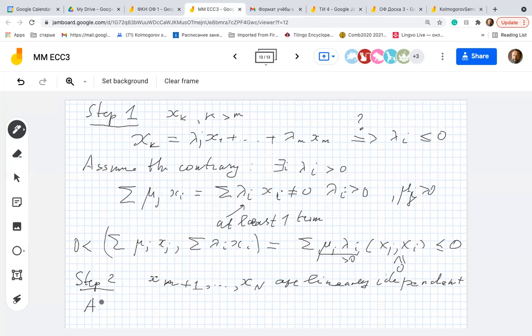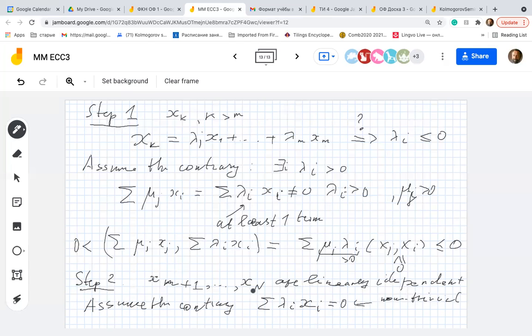Again, assume the contrary. That some linear combination of these vectors is 0, a non-trivial combination. Now, by step 1, we actually can conclude that in this sum, the lambda i's should have at least 2 different signs. I mean, it's impossible that all of them have the same sign.